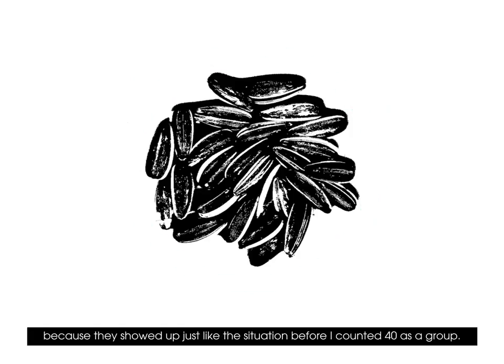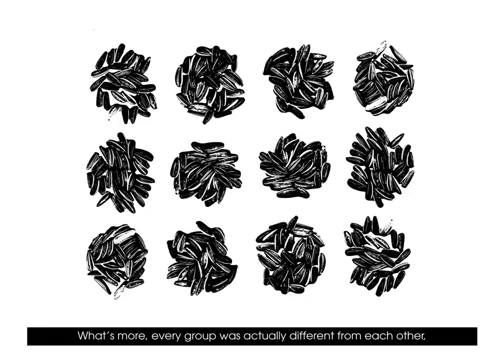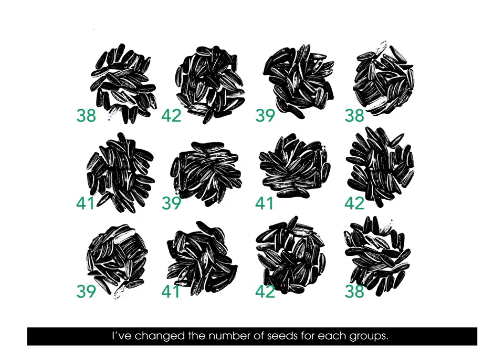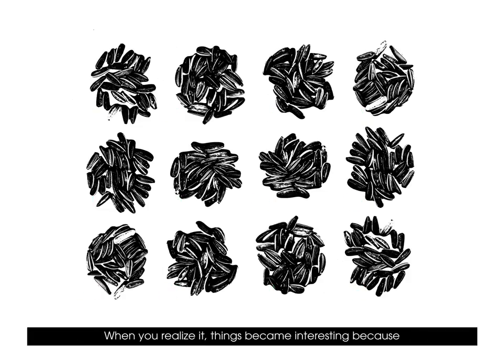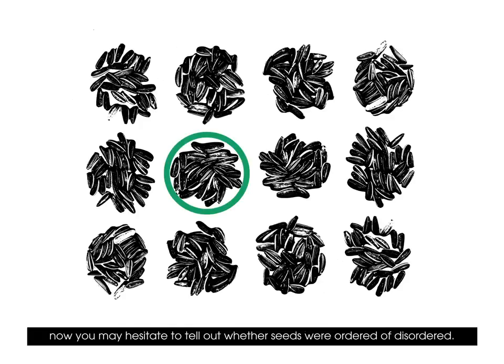I counted 40 as a group. What's more, every group was actually different from each other, with different patterns and sizes of seeds inside, and you could not realize this time that I made some tricks between these groups. I gathered only 38 seeds in the first group, 42 in the second, and 39 in the third. I changed the number of seeds for each group. I broke a part of the rule that I followed before to array the seeds. When you realize it, things become interesting, because now you may hesitate to tell whether the seeds were ordered or disordered.